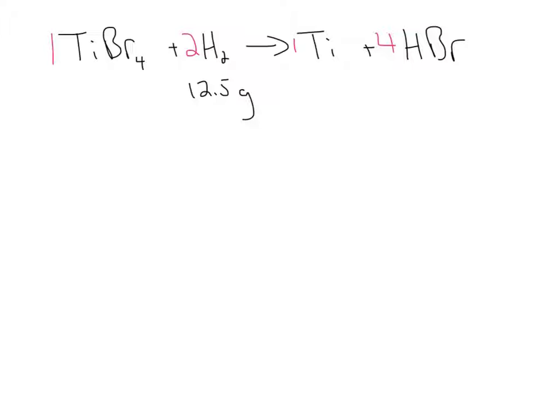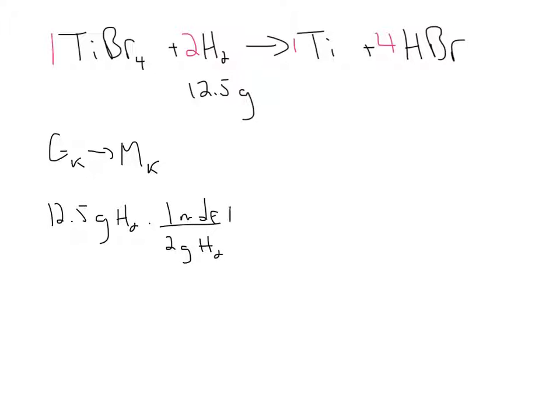Now, starting our process, again, we're going to go from grams of our known to moles of our known. So let's do that first. So 12.5 grams of H2. I want to convert that to moles. I know that 1 mole of H2 is 2 grams. So I set up my mole conversion that way. So grams will cancel and we get 6.25 moles of H2.